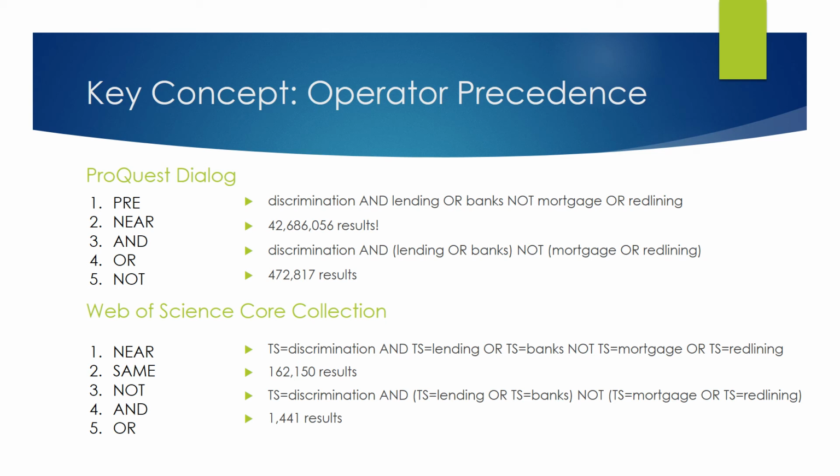Now let's look at Web of Science. With this search string, adding the parentheses, you just get 1,441 results. So in that one, you eliminated over 160,000 erroneous results. Not quite as exciting as the Dialog numbers, but it's a significant change.